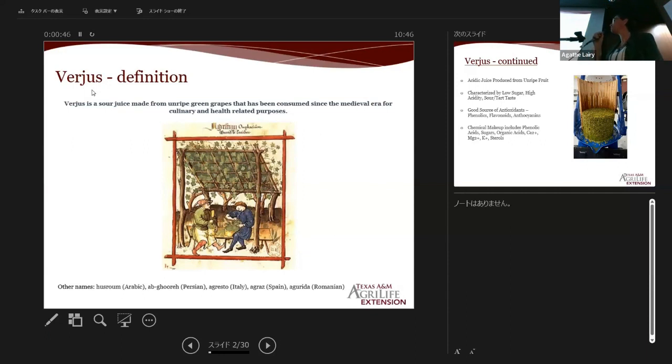It involves the use of verjus as a possible wine acidifier. And I'm going to start with a little bit about verjus, what it is, the definition.